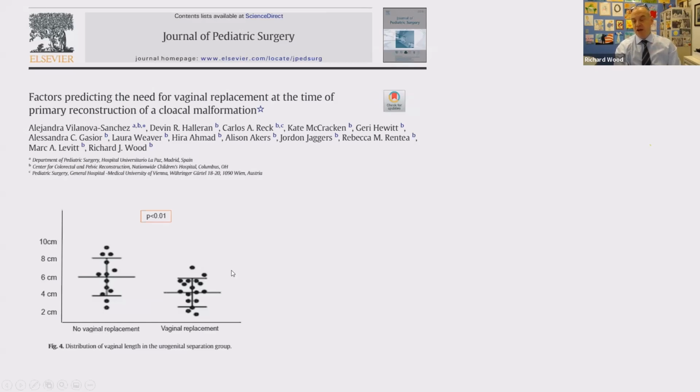So unfortunately, I don't have a number for you like 5 centimeters or 6 centimeters is the cutoff, but it is a good guide that if you're doing your scope and you measure the vagina and you see that it's less than 6 centimeters, you should be prepared that you're going to do a separation and you may need to do a vaginal replacement.